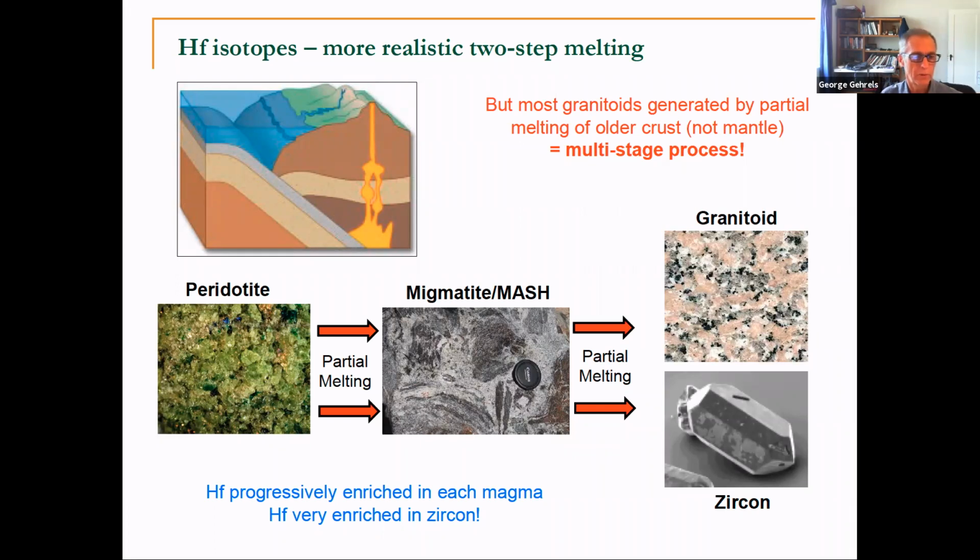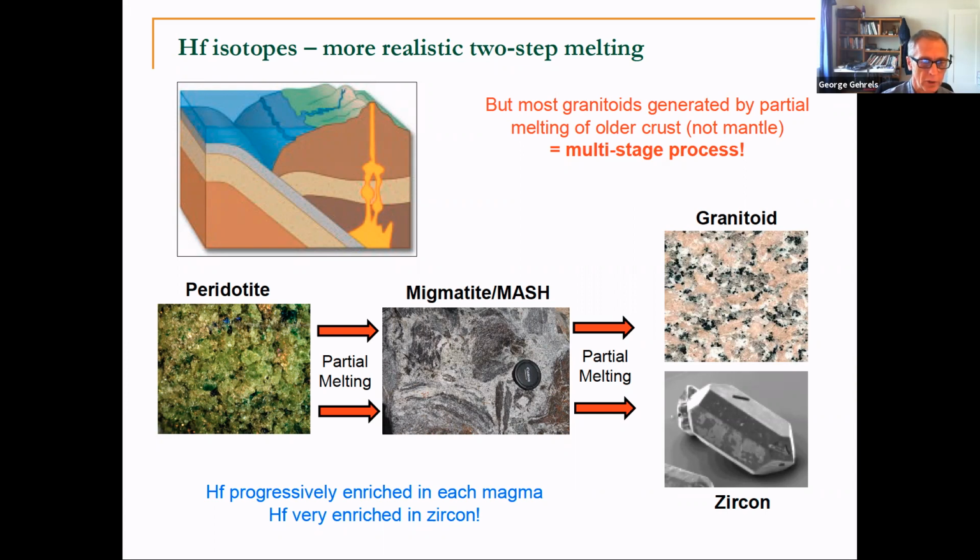And then you can melt that material and make a granitoid. And so when people talk about generating granite melts, felsic melts, it's usually a two-step process. You don't get granite right from the mantle. Instead, you get it from the lower crust, partial melting of lower crustal migmatite and mash.